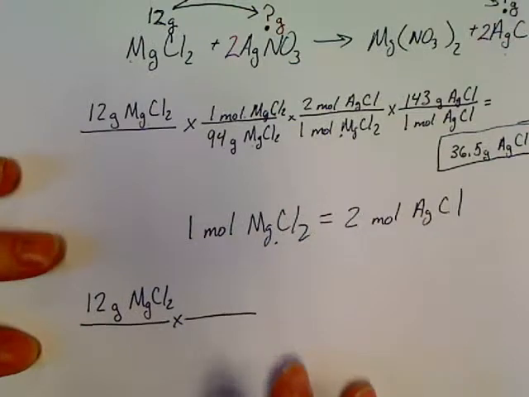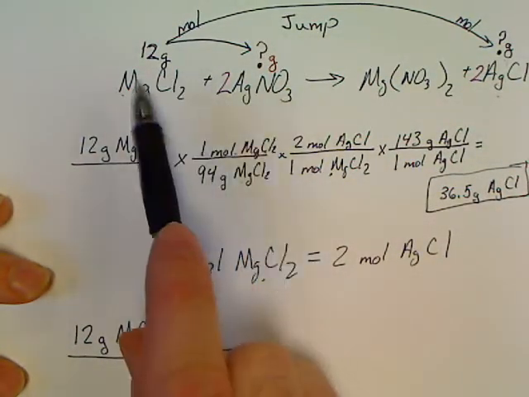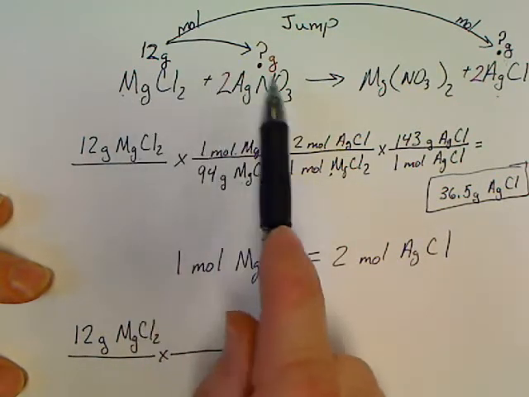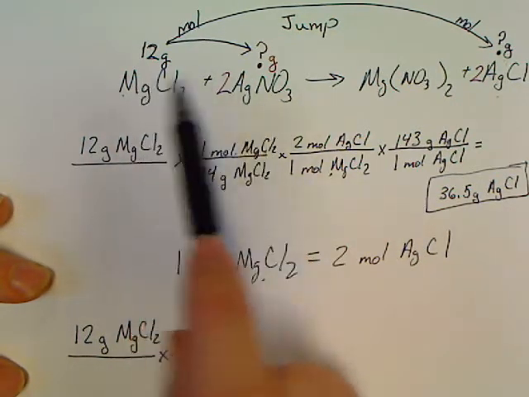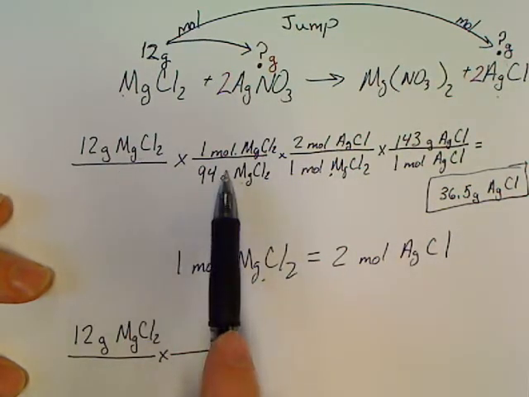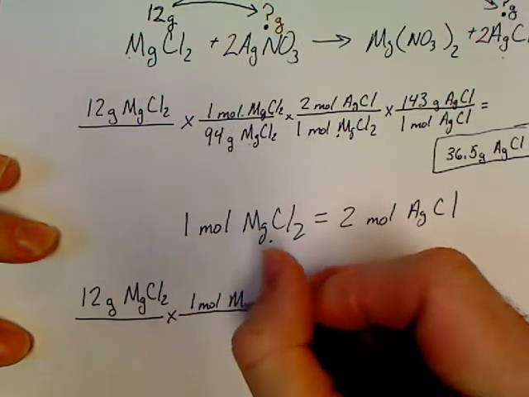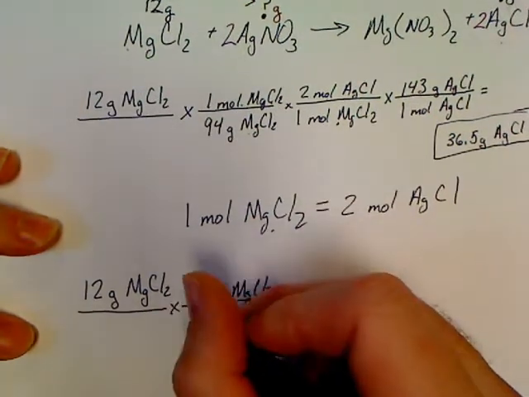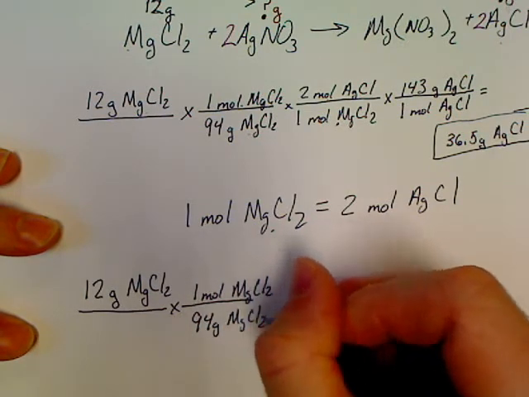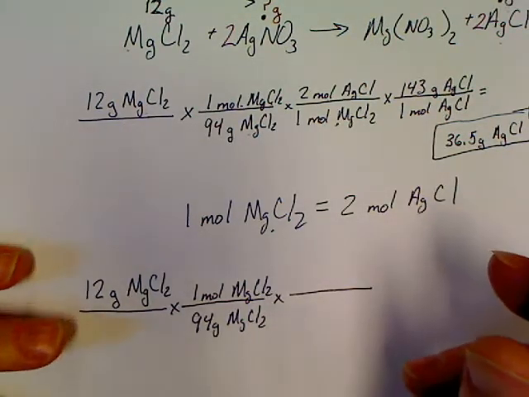I'm going to draw me a line, put me an X, draw me a line. Now, this is what's handy. Once again, even if I'm just jumping from here to here, converting from MgCl2 to AgNO3, before I can jump, I have to be in moles. So I basically got to repeat the same first step from up here. So for every 1 mole of MgCl2, it's going to weigh 94 grams of MgCl2. X line. Put my mark down across here.